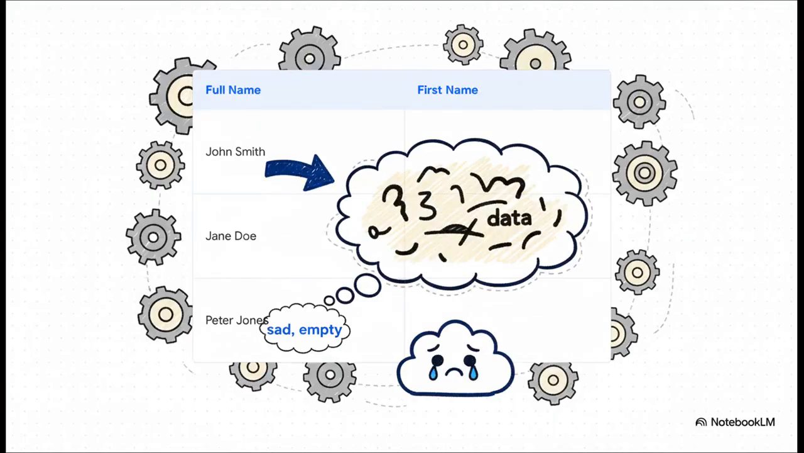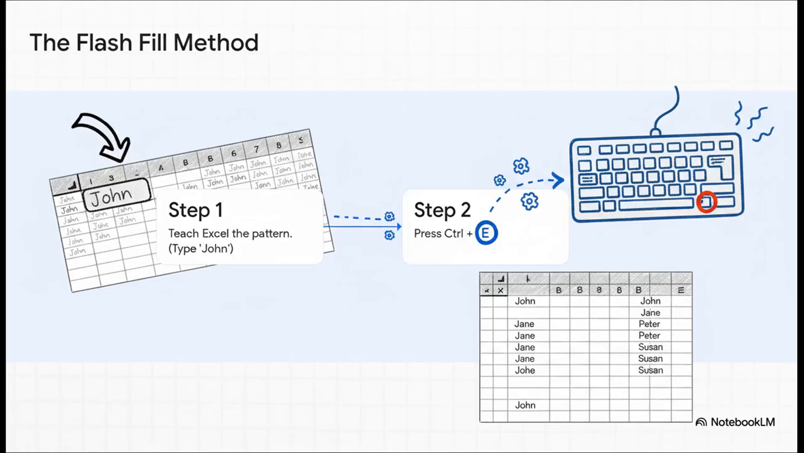Okay, so take a look at this. This is the classic scenario, right? We've got our full name column, and then we have this sad, empty first name column that's just waiting for us to do all that manual work. This is our starting point. Now watch this. This is the entire process. Two steps. That's it. First, you just give Excel one single example. You teach it the pattern by typing John into that first cell.